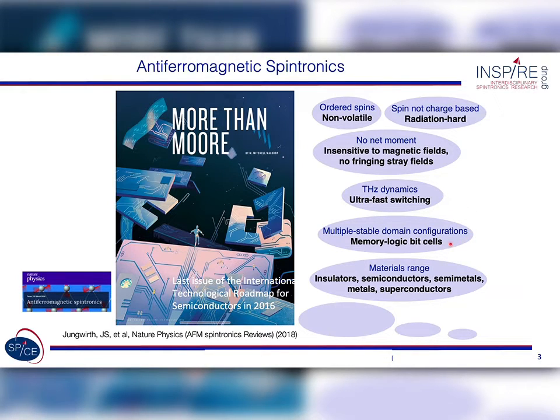They also show multiple stable domain configurations that allow for memory logic bit cells that are compatible with artificial intelligence networks, etc. You also have the advantage that as a magnetic order, it is more prevalent than ferromagnetism. So there are many more materials that show this antiferromagnetic ordering as compared to the other one.